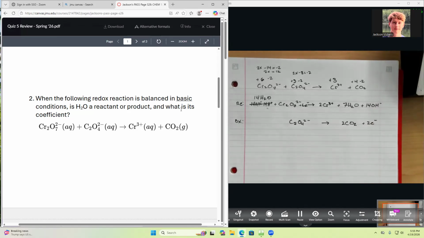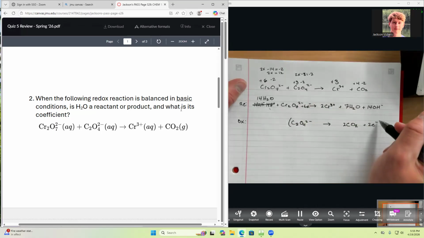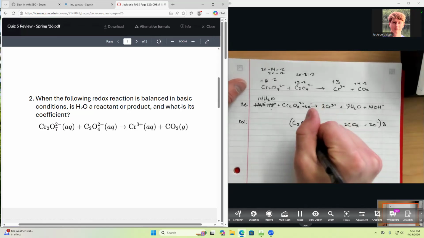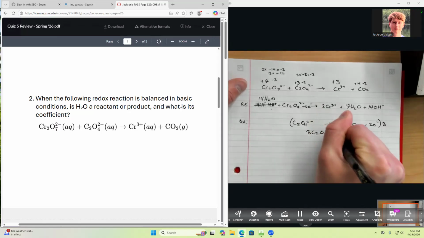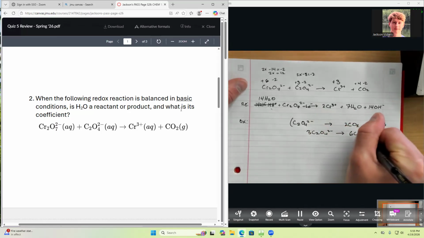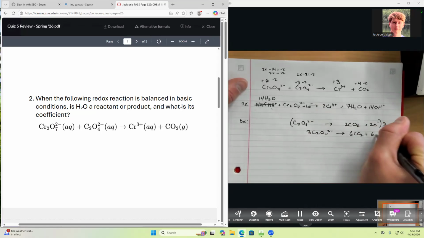And so now we're getting to the part where we can really start to combine things. What is the lowest common multiple of 6 and 2? 6. Yep. So we don't have to multiply this top one by anything. We're only going to multiply this bottom one by 3. And I'll write that out again. So it becomes 3 C2O4 2 minus. This one 6 CO2 and 6 electrons.